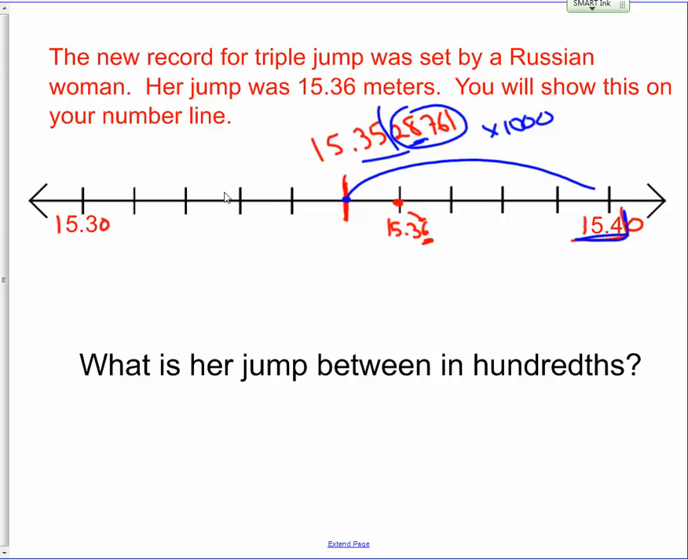All right, and then you had to figure out where this triple jump record was, 15 and 36/100ths of a meter. And remember, if you put a 0 after the 15 and 3/10, you see 15 and 30/100ths. Put a 0 after the 4 and 4/10, and you get 15 and 40/100ths.